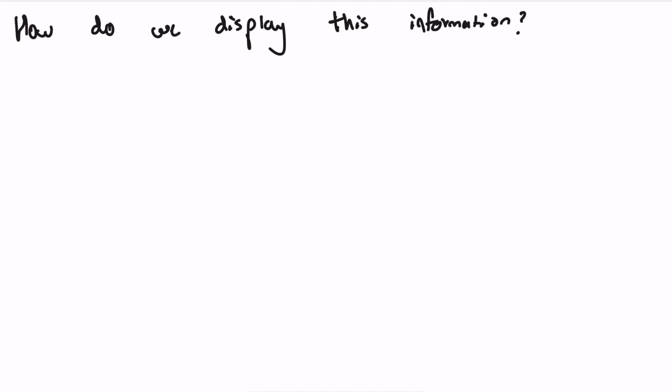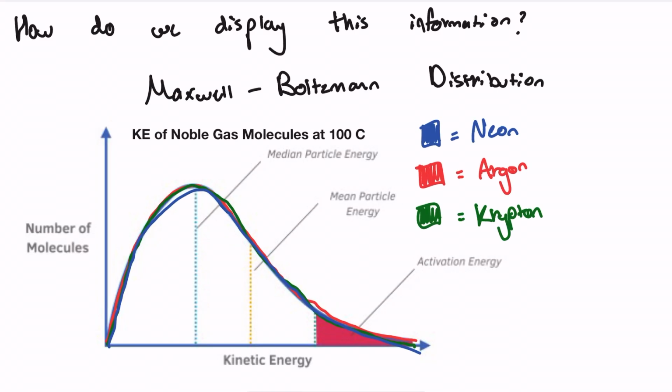How do we display this information? To do this, we use something called a Maxwell-Boltzmann distribution. This graph right here displays the Maxwell-Boltzmann distribution for the kinetic energy of noble gas molecules at 100 degrees Celsius. So first of all, the important thing we got to take away from this, all of our molecules are at 100 degrees Celsius. Why is that important? At the same temperature, they will all have the same kinetic energy.